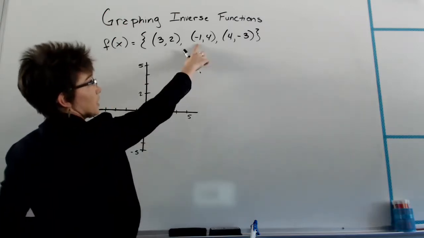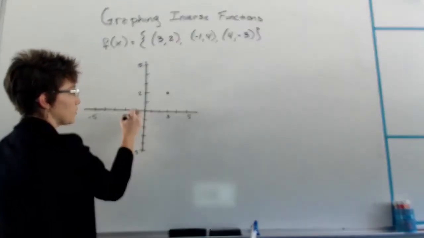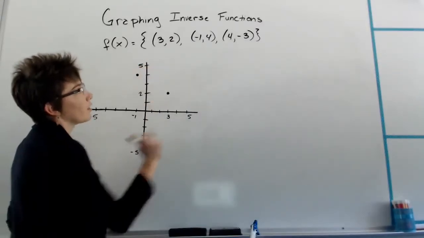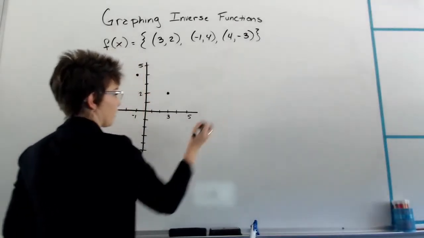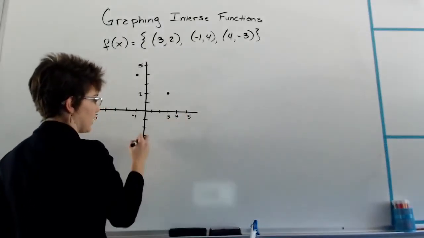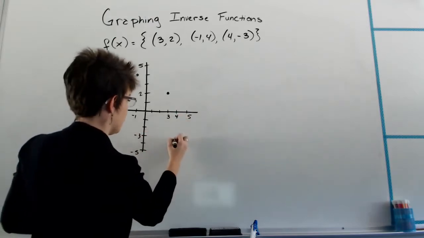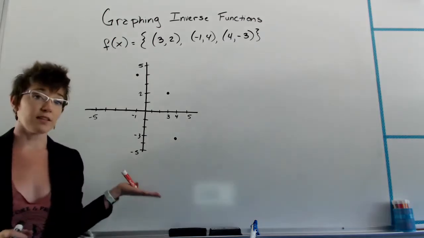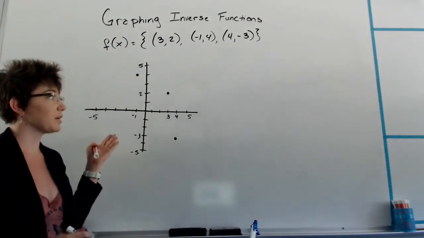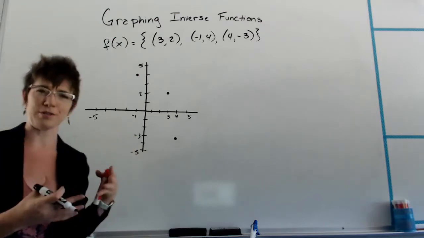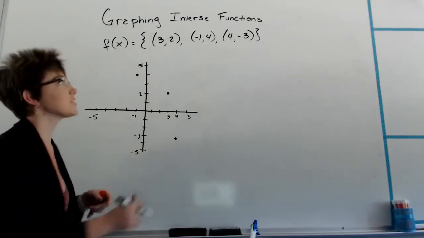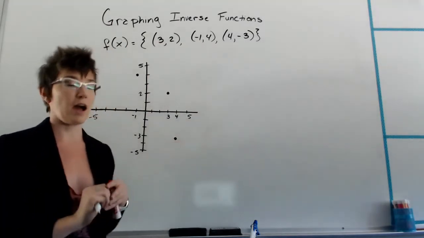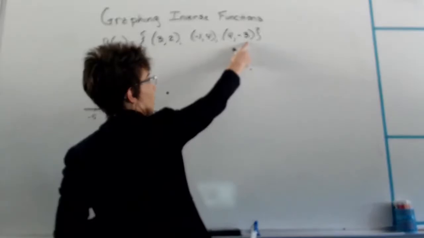All right, the next point is -1, 4. So I'd be out here at -1 and then up at 4. And then the last point is 4, -3. So we'd be here at 4 and then down to -3. And it'd be this point right here. Okay, so technically this is a function where it takes 3 values from the domain, our inputs, which are 3, -1, and 4. And then it maps them to 3 different outputs, which are 2, 4, and -3.